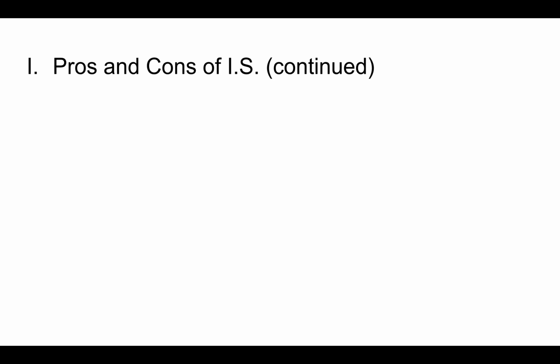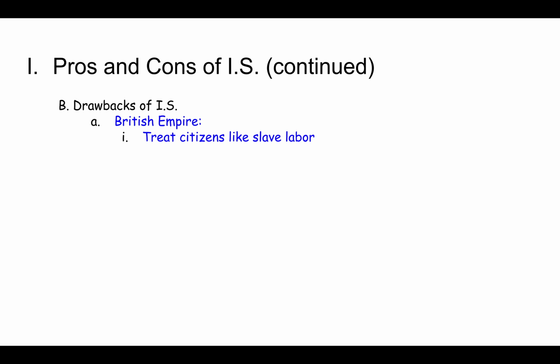Okay, still continuing with the pros and cons of indentured servitude. B, drawbacks or cons of indentured servitude. For the British Empire or the British government, they treated citizens like enslaved labor. So they were treating their own citizens as though they were enslaved labor. That gave people a moral problem.